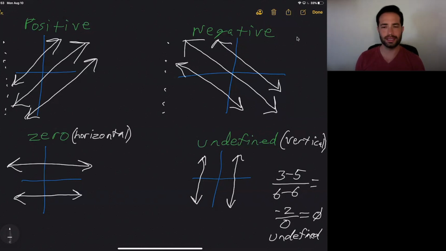So it is undefined. All right, so again, we're going up a mountain, reading left to right, that's positive. If I read left to right and I go down a mountain, that's negative. If I go nowhere, horizontal, right? I'm just going nowhere, I'm just going like this. That's a 0 slope. And undefined slope is a vertical slope.